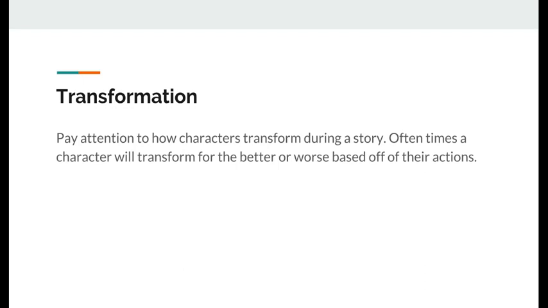Pay attention to how characters transform during a story. Oftentimes a character will transform for the better or worse based off of their actions. So in order to understand whether a character is transforming or not, we have to make note of how the character is acting in certain settings and around certain people, and how that character may act towards God. And we'll continue to chart that out to see if that character is changing or not. And if the character is changing, make note of it.